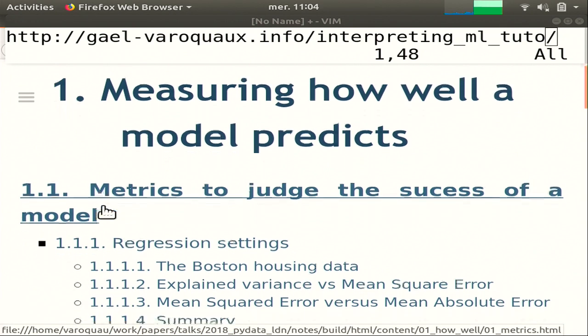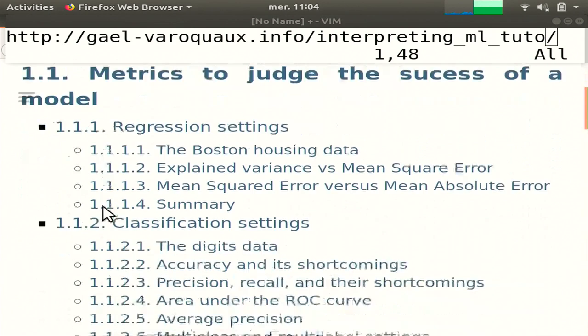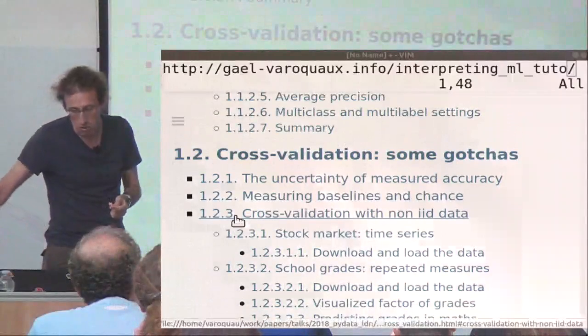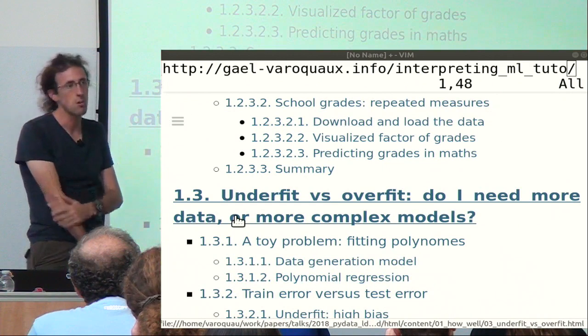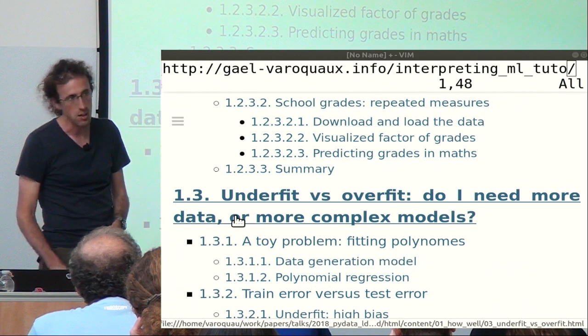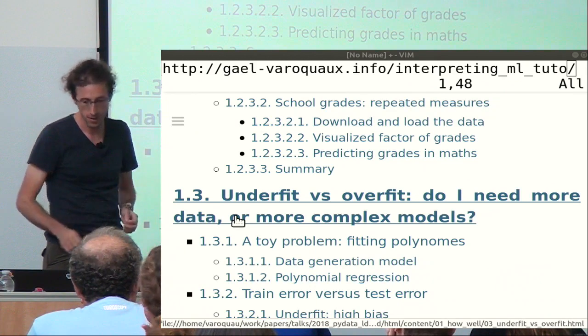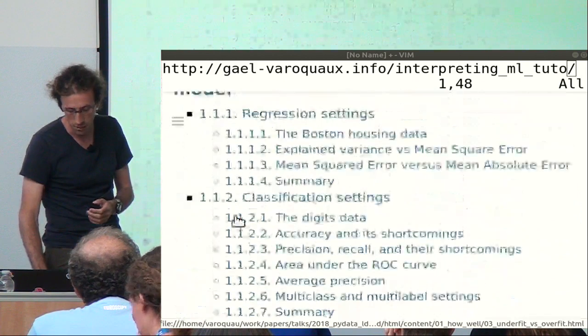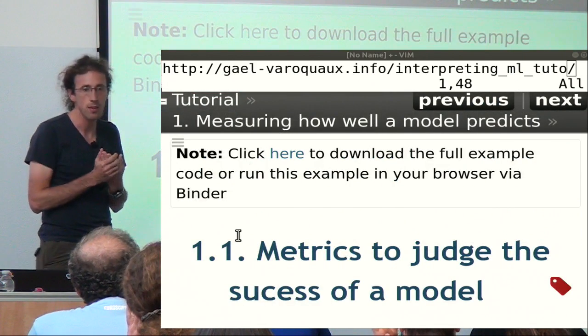So the layout of this part is, first I'd like to discuss which metrics are useful to judge the success of a given model, both in regression and classification settings. And then I'd like to talk about some gotchas with cross-validations, basically how to do it right. And then how to judge whether a model is overfitting or underfitting. That's going to be the first part. So in this part, I'm only focusing on the prediction and not on the features or the mechanisms that predict. All right? So if you have any questions, please interrupt me.